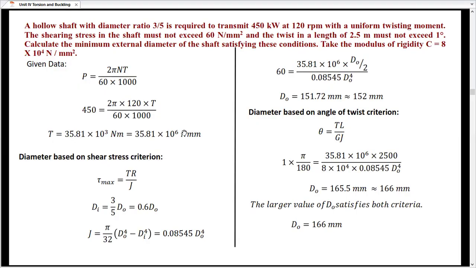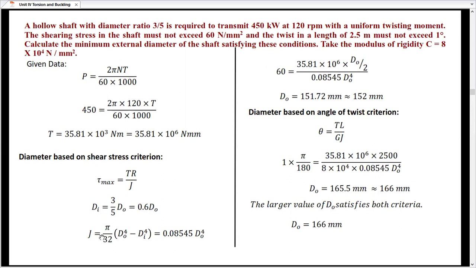Now again we will use two criteria. One is diameter based on shear stress, and second is diameter based on angle of twist. Now we can put those values. So tau max is equal to torque into radius upon J. Now there is a ratio of 3 by 5 given. So internal diameter di is 3 by 5 do. That relation is given. So you can write internal diameter is equal to 0.6 times outer diameter. So you can put that value and find the correlation between the internal diameter and outer diameter.